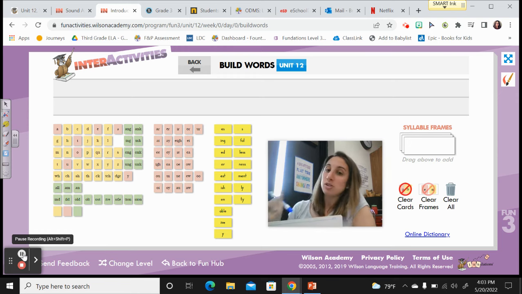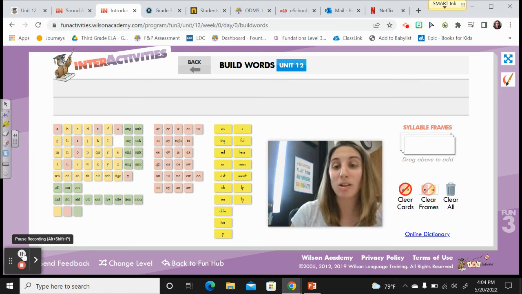So listen for the soft G and the soft C sound if they're followed by an E, I, or Y. The first word is gentle. Say it. Gentle. You must be gentle when you're holding a baby. Gentle. Go ahead, spell it out and mark it.